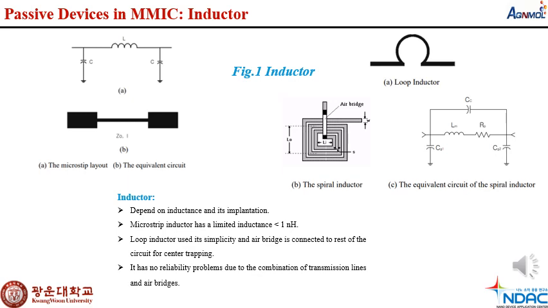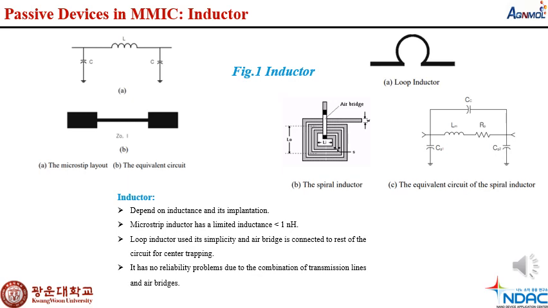Previously we have discussed the active devices in the MMIC technology. Here we will go for the passive devices in the MMIC technology. In the passive devices we have included first of all the inductor. For the configuration of the inductor, we can see the figures. In figure number 1, we can see the microstrip layout and the equivalent circuit, how we will design this circuit and how the microstrip layout can be. On the right side of this slide we can see the loop inductor and the spiral inductor, and another important thing is the equivalent circuit of the spiral inductor. So this configuration should be there in the inductor system.